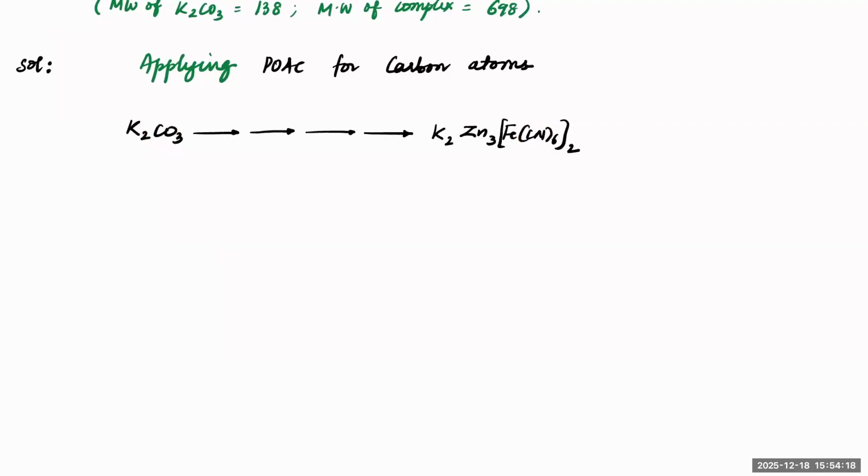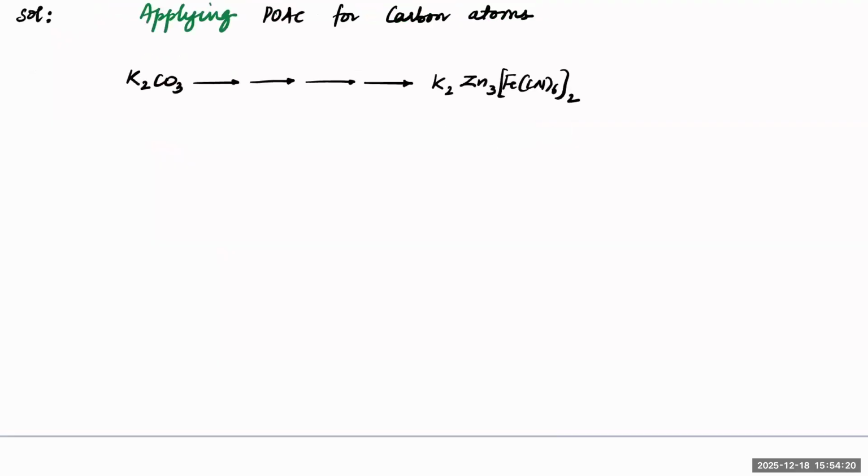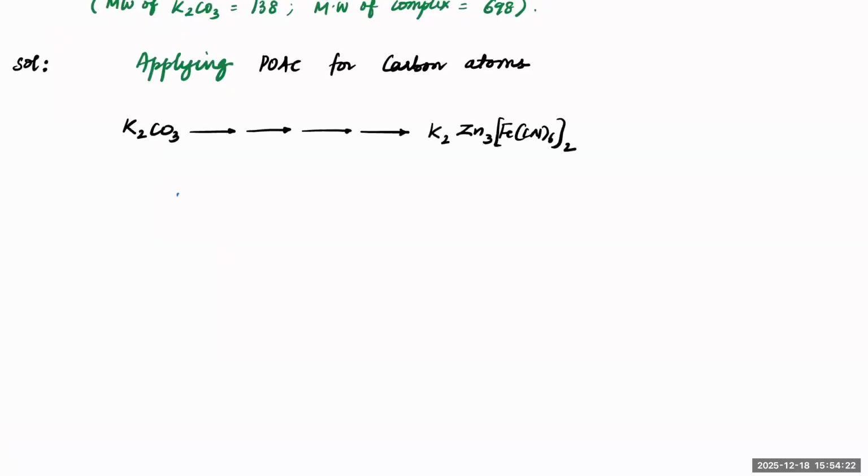So, how do we do that? Number of moles of K2CO3, which is the same as the number of moles of carbon, should be equal to how many carbons are there here? 6, 6 times 2, 12, correct? So 12 times the number of moles of complex.